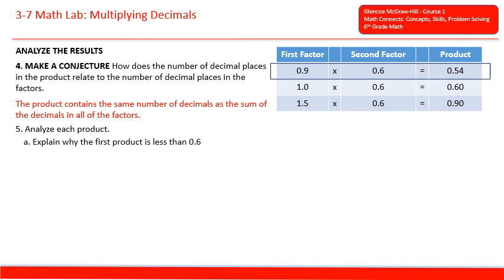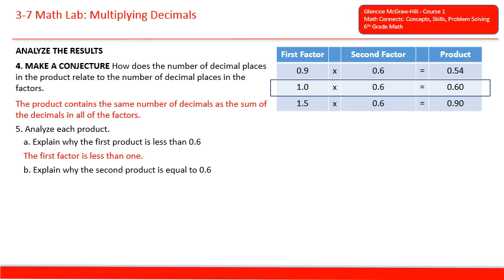Analyze each product. Explain why the first product is less than 0.6. Because the first factor, 9/10, is less than 1. If we multiplied 1 times 0.6, the product would be exactly 0.6. Anything over 1, it would be greater. Anything less than 1, it's less.